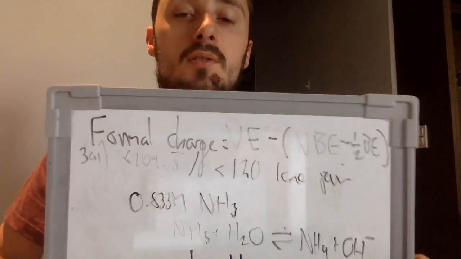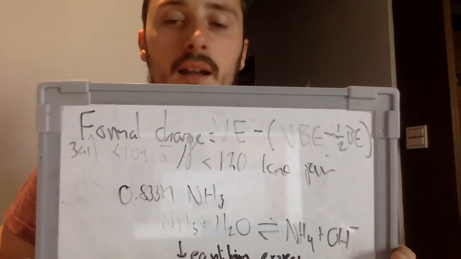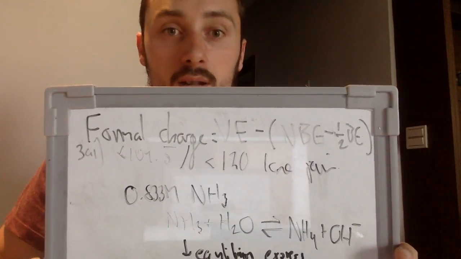Okay, so for question 3, the first question is about formal charge, and it's a case of do you remember how to calculate formal charge or not, which is valence electrons minus the non-bonding electrons subtracting half the bonding electrons in brackets. So formal charge equals valence electrons minus, in brackets, non-bonding electrons minus half the bonding electrons. And if you remembered this, the question was easy because your central atom is carbon.